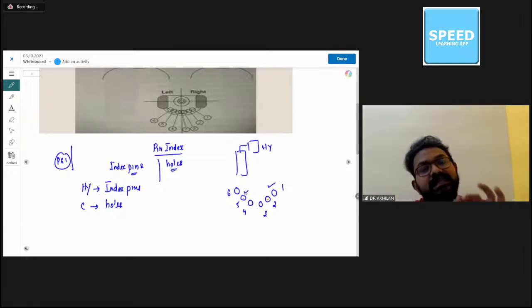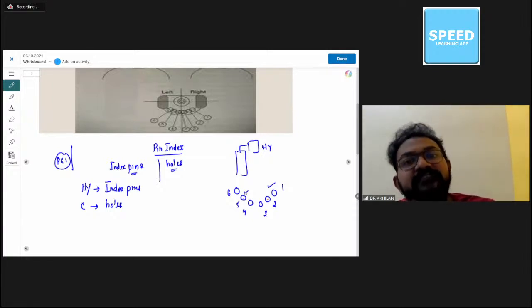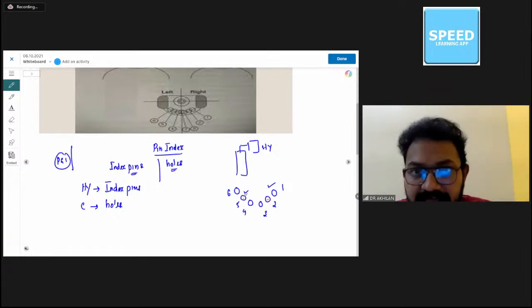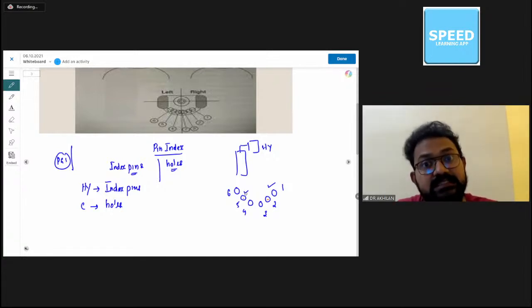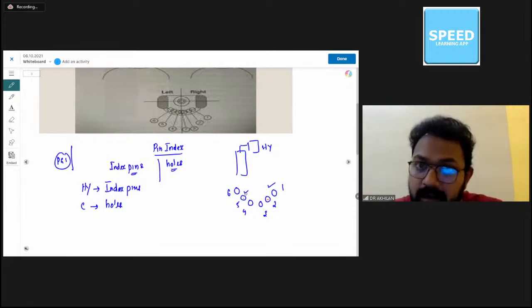If a cylinder goes in nicely with holes 1 and 5 and pins 1 and 5, then the pin index of that cylinder is 1,5. And if the pin index of a cylinder is 1,5, it has to be air, right?